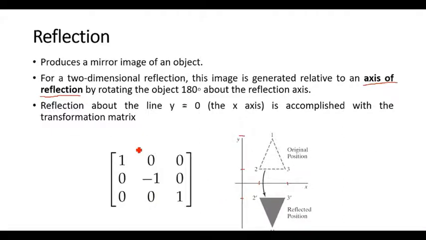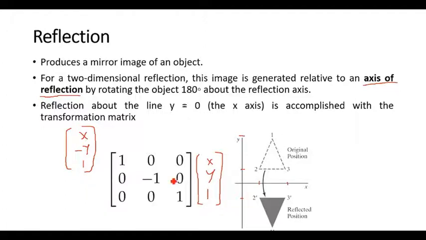That's it, right? So for that, assume that there is a point x, y and 1. Multiply this with this, you would still get x. Multiply this with this, you would get minus y and 1. So the result of multiplying this matrix with any object produces the object with minus y. So that's the effect of it. All these points become minus y and this will be the reflected object.